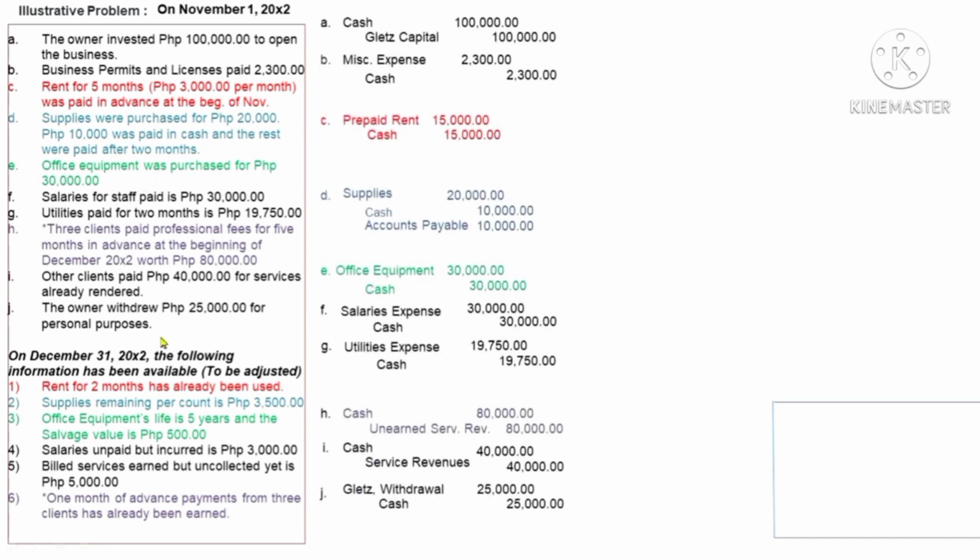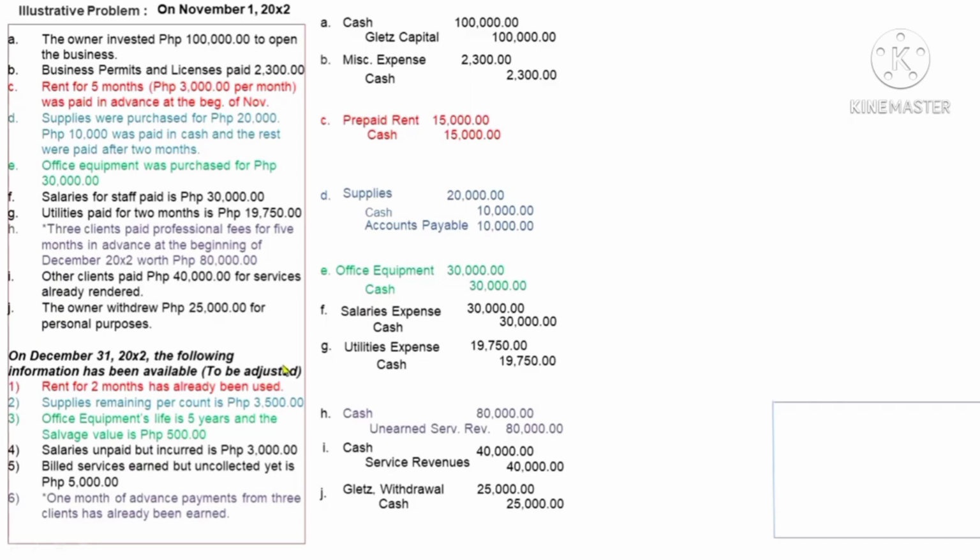So let's start with adjustment number 1, which states that rent for 2 months has already been used. So this is directly related to transaction C, where our company paid in advance for 5 months rent. That is why the initial entry is debit prepaid rent, which is 3,000 per month times 5 months, which is 15,000, and credit cash of 15,000.